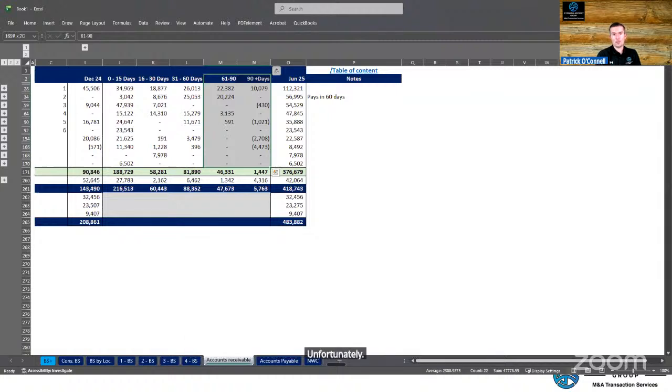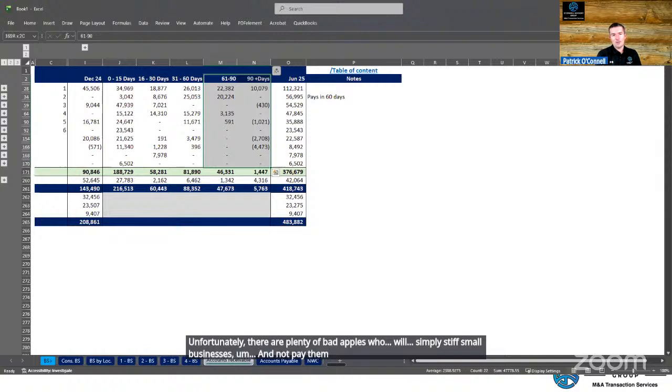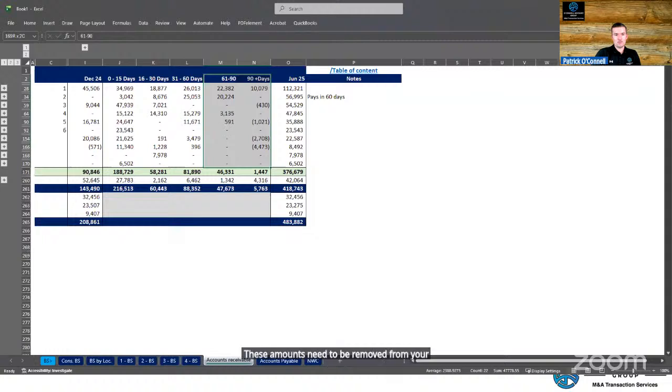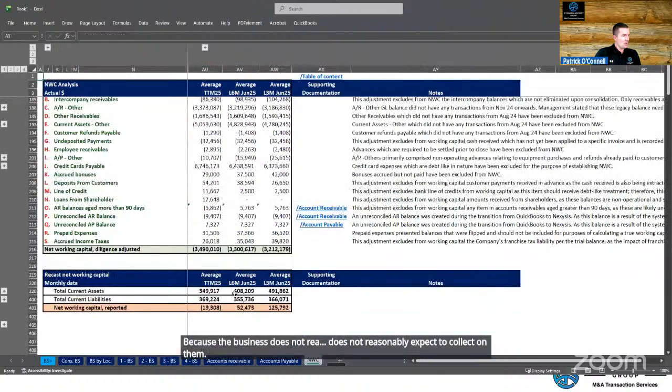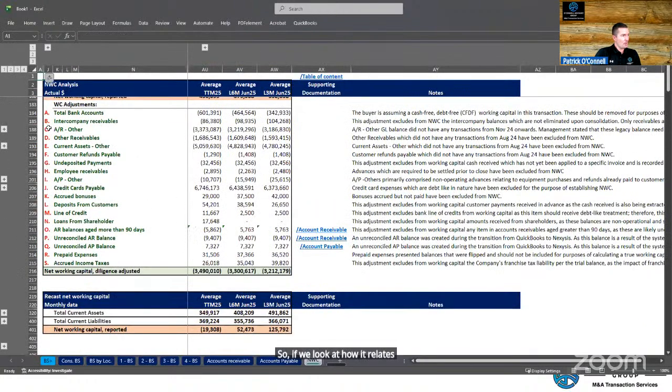Unfortunately, there are plenty of bad apples who will simply stiff small businesses and not pay them. So if there are receivables that they are chasing that they are unlikely to collect, these amounts need to be removed from your balance sheet. And they need to be removed for purposes of net working capital because the business does not reasonably expect to collect on them. So if we look at how it relates to working capital, we will see that there were several AR balances which were aged more than 90 days.